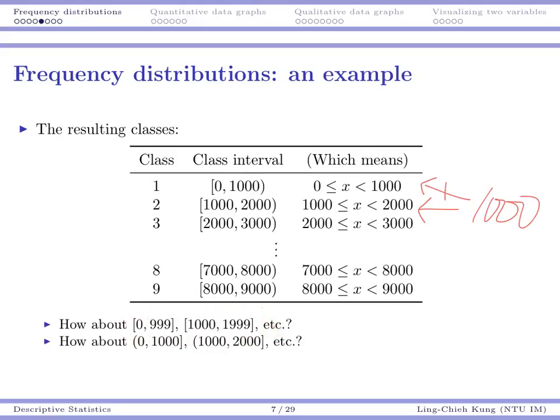You may also ask, may I include the right endpoint instead of including the left endpoint? No one says you cannot do that. So that means this is acceptable. But typically, when people do frequency distributions, people typically include the left endpoint. So it's just a typical convention.